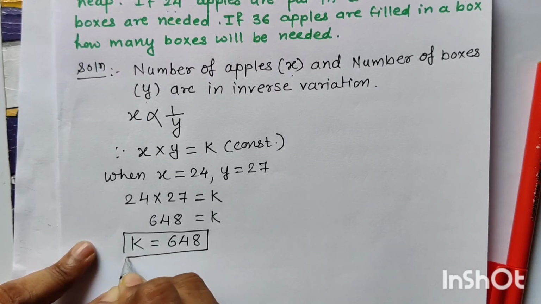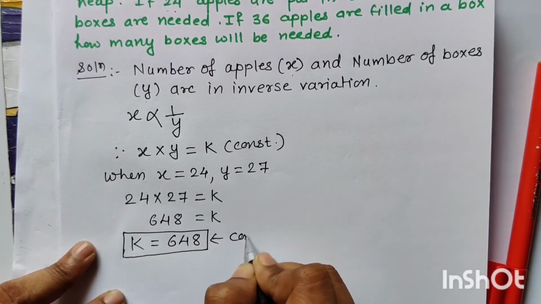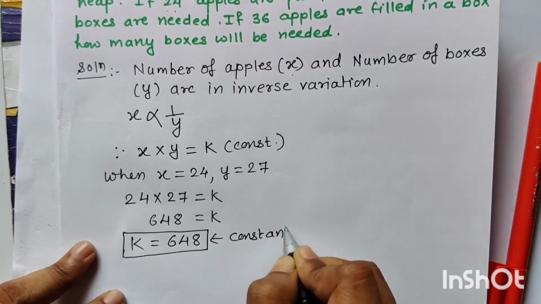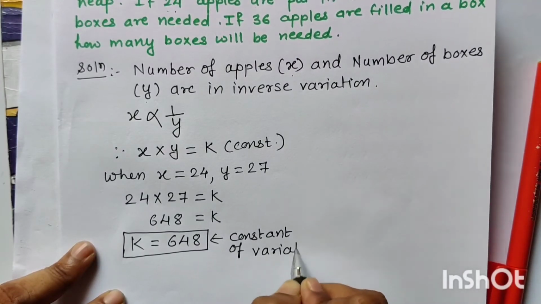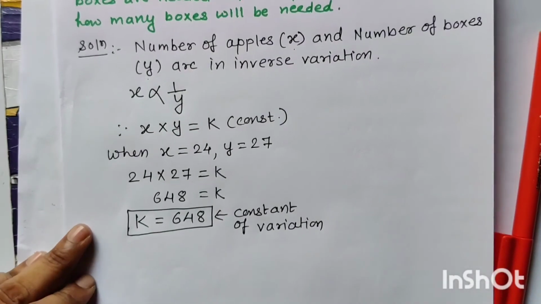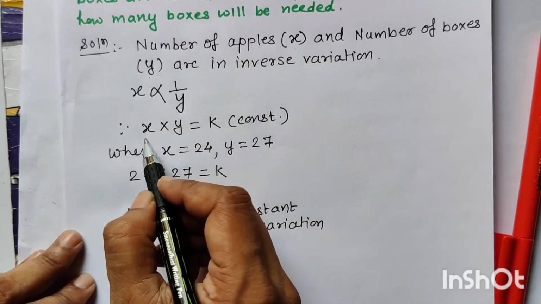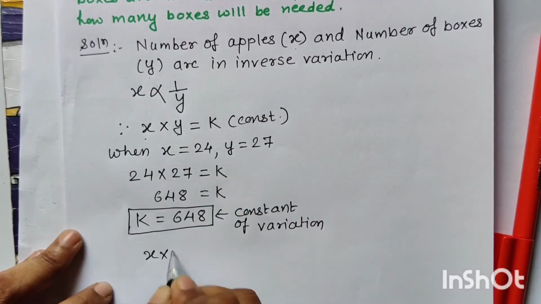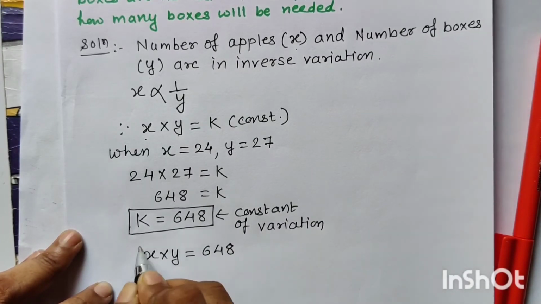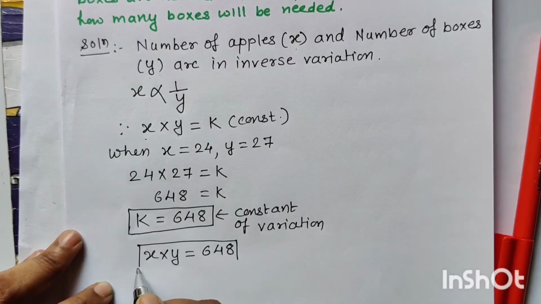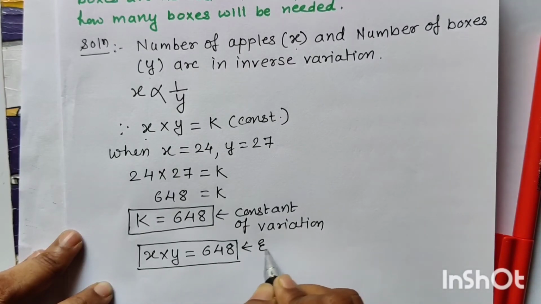Immediately after getting the value of k, write down constant of variation. This statement is very important. Constant of variation. After writing constant of variation, what do we have to write? We have to write the equation of variation. We write x into y as it is, and in place of k we write the value of k, 648. This is our equation of variation.